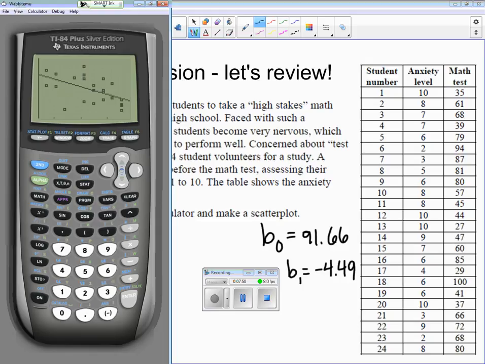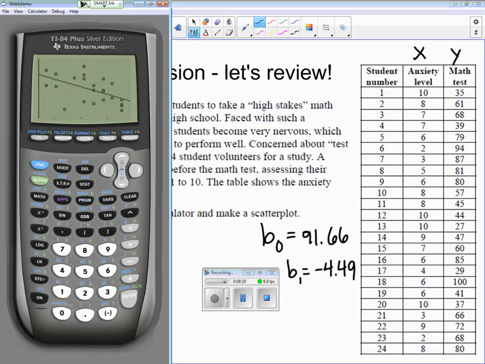Can we talk about what that means in context? Remember how we had to interpret these values in context back in the day? What does the y-intercept mean in context here? Which value is our x? Which value is our y? Anxiety level is x. Math test would be y. So a y-intercept of 91.66 means what? Samantha?